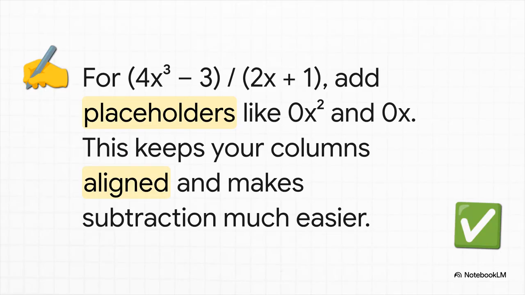And hang on, because this is probably the single most important tip I can give you. Look at that numerator, 4x cubed minus 3. See how it jumps from the x cubed term straight to the plain number? It's missing an x squared term and an x term. If you just dive in, your columns are going to get messy, so we add placeholders. We rewrite it as 4x cubed plus 0x squared plus 0x minus 3. Trust me, this is a total lifesaver.